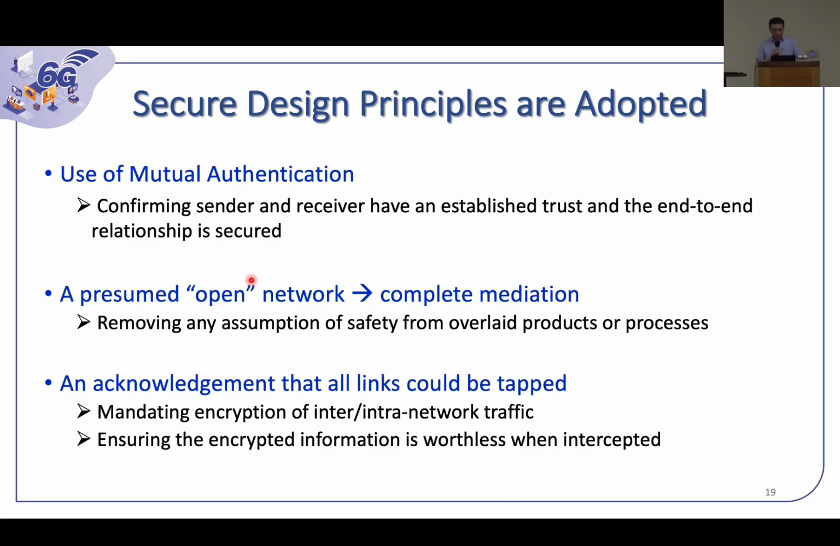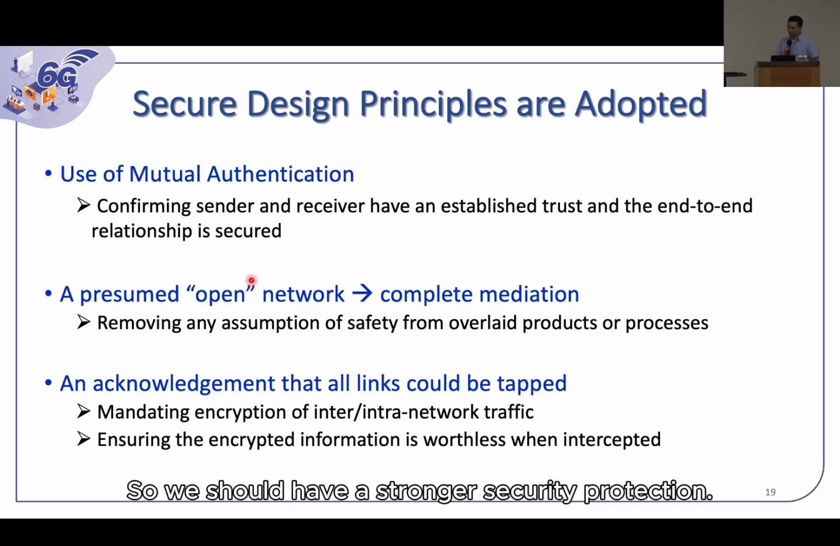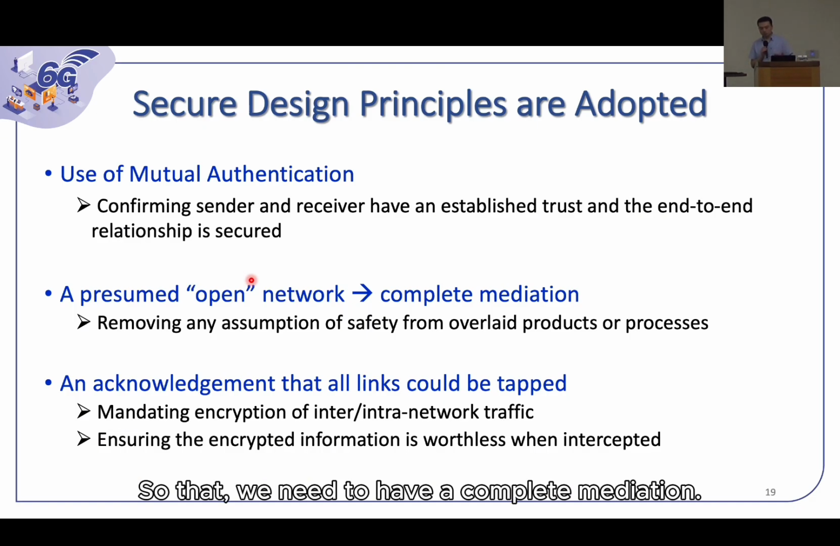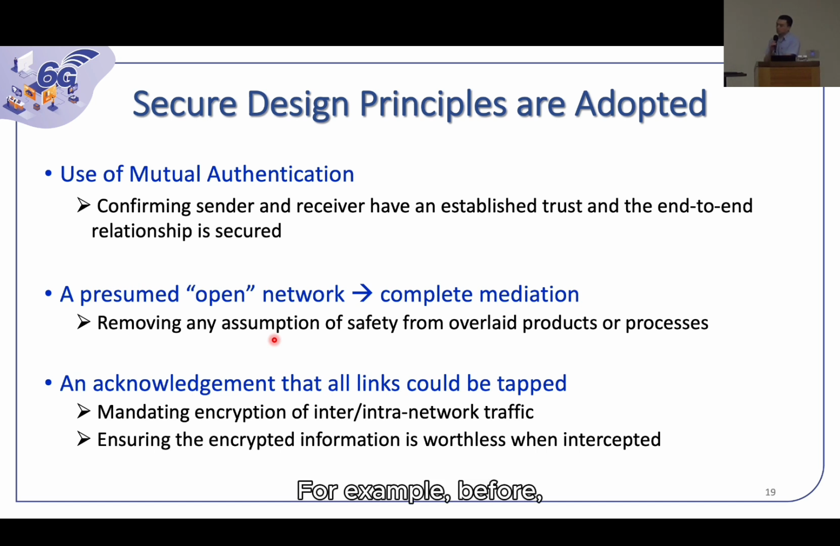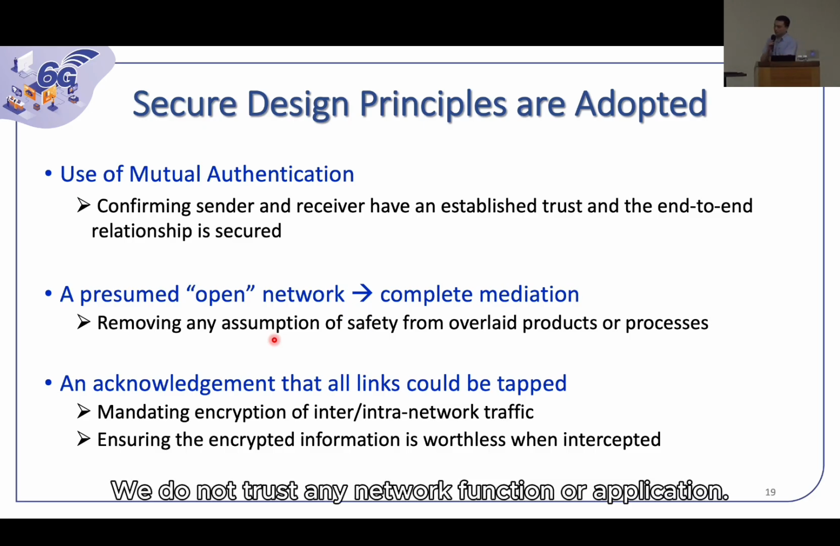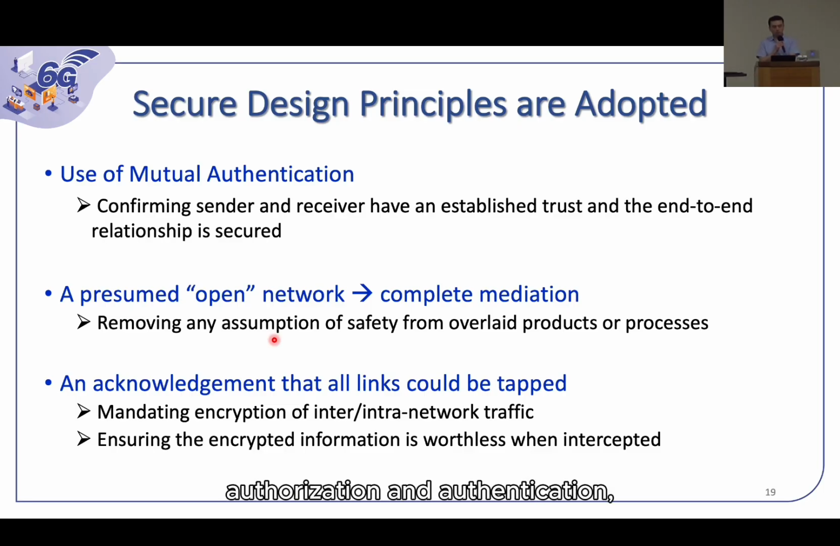And the second, we have a presumed open network. So since this network is quite open, we allow the third-party vendor to deploy some services or applications. So we should have a stronger security protection, so that we need to have the complete mediation. So we try to remove any assumption of safety from overlaid products or processes. For example, before, we always trusted the core network, but nowadays it changes. We do not trust any network function or application. So in the core network, we always need to do the authorization and authentication, even for the communication between the network functions.